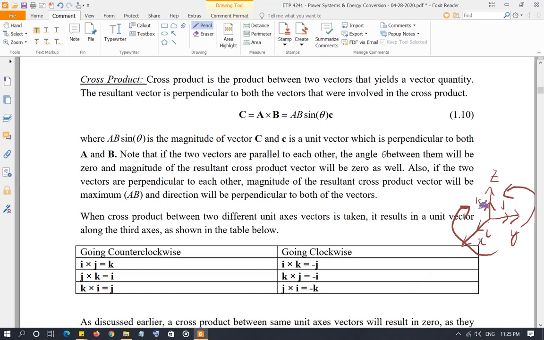And if you go clockwise, then i cross k is negative j. So you change the sign of the third direction. k cross j is negative i, and j cross i is negative k, right over here.